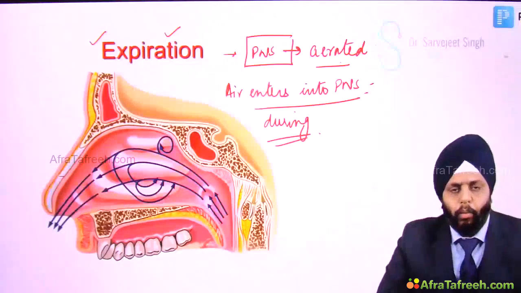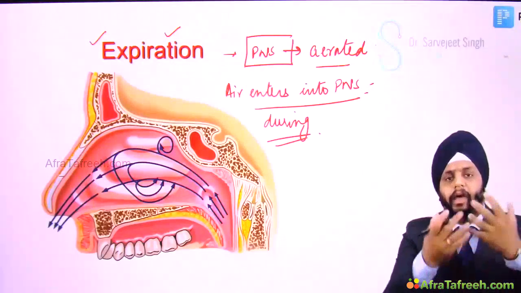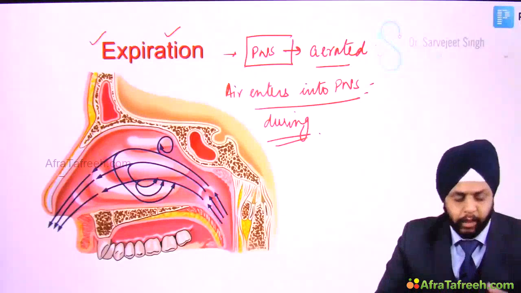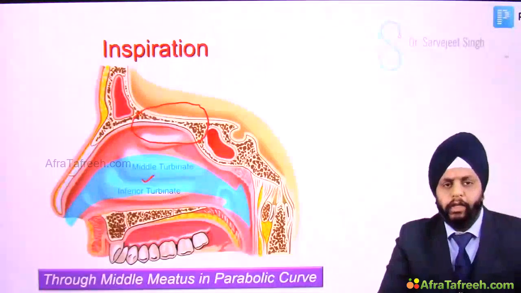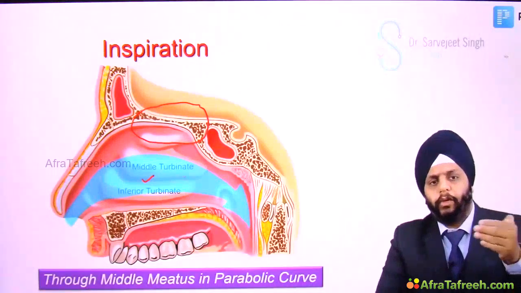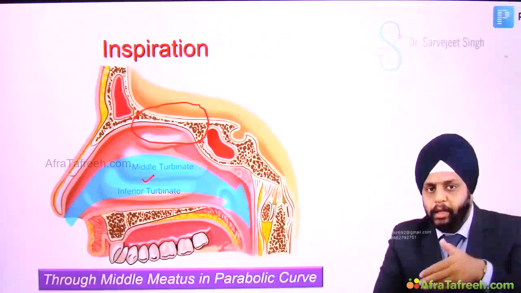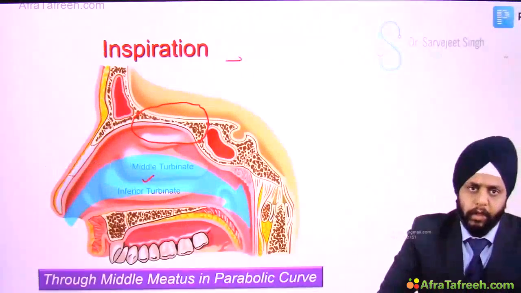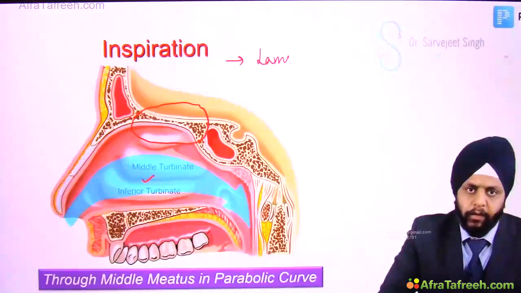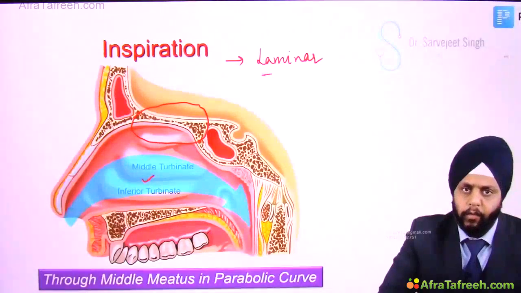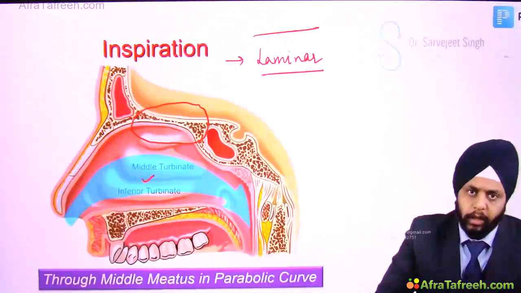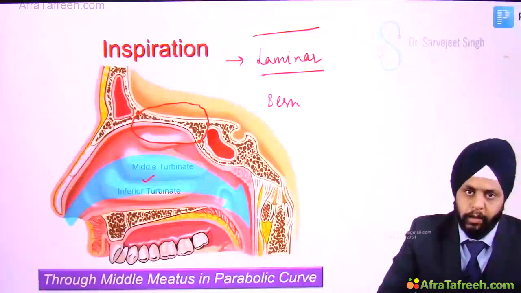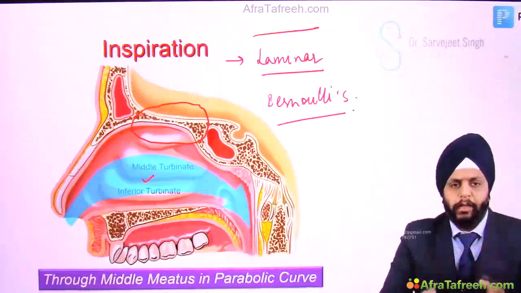Now, when does the air come out of the paranasal sinuses? Let's go back to this slide, and what do we see? We see that the air is flowing in a laminar flow, a very smooth laminar flow. Now, what happens? There is a phenomenon that is known as Bernoulli's phenomenon. So what is this Bernoulli's phenomenon?